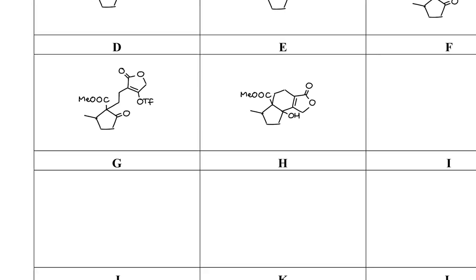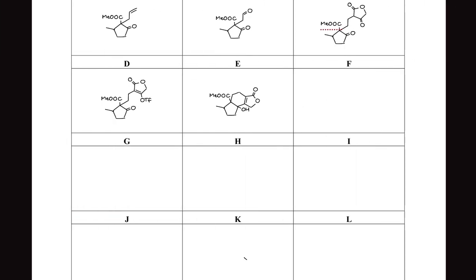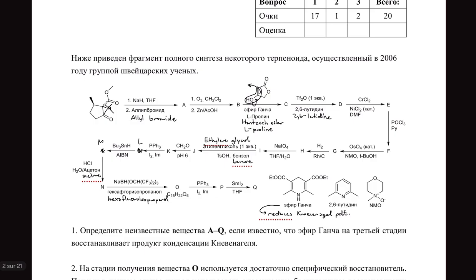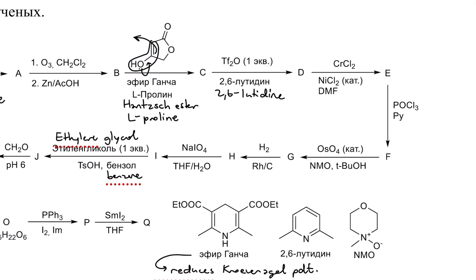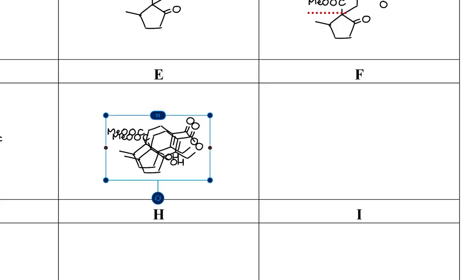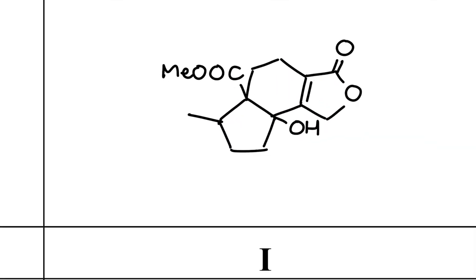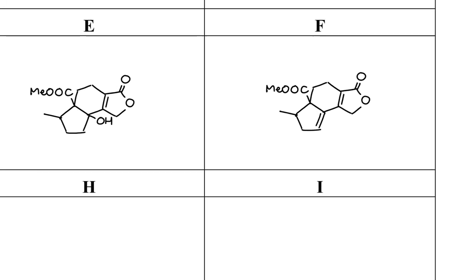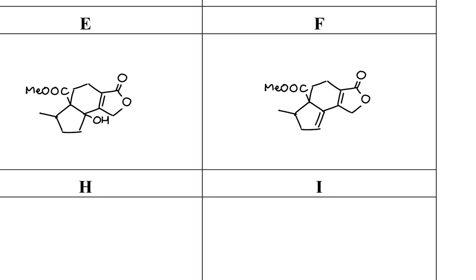Then after we treat it with the Nozaki-Hiyama, E to F, we dehydrate the alcohol. It's a classic dehydrating reagent. So we dehydrate that here. No question of selectivity of the dehydration.